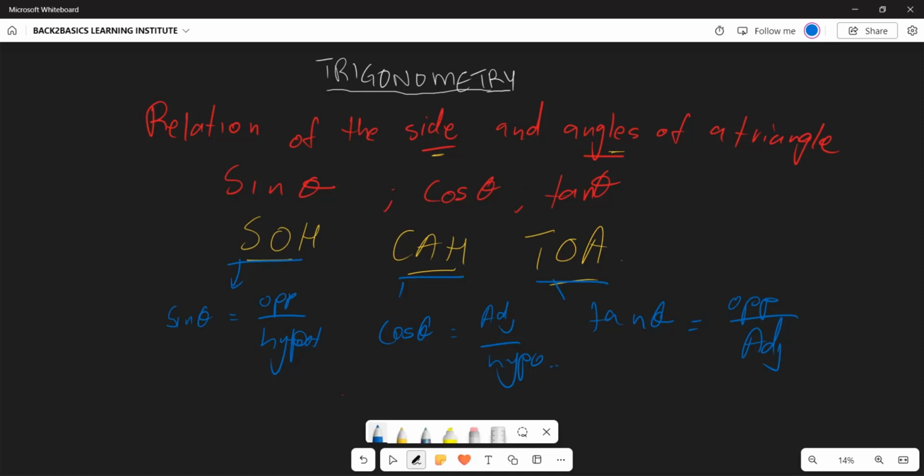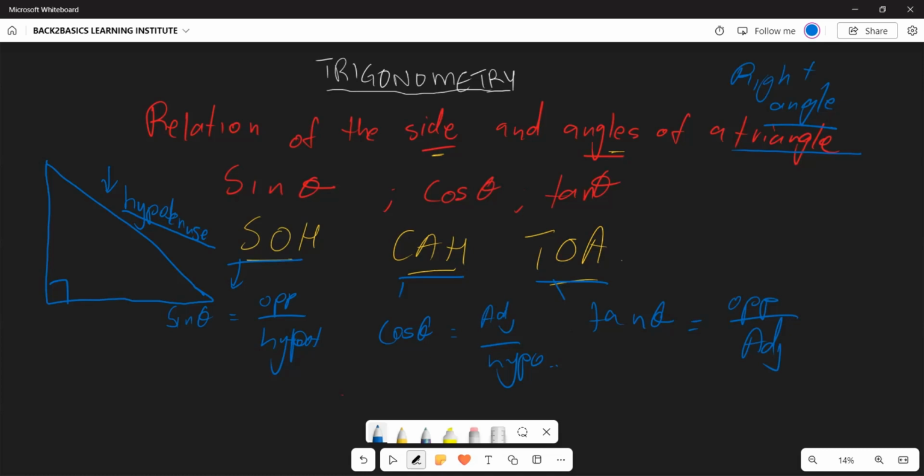Now let me put you into perspective. Remember that for us to understand the relation of this, we need to have a triangle, but not just any triangle, your right-angled triangle. We always know that the longest side of our right-angled triangle is what we call our hypotenuse. So what does hypotenuse mean? It is the longest side of your right-angled triangle.